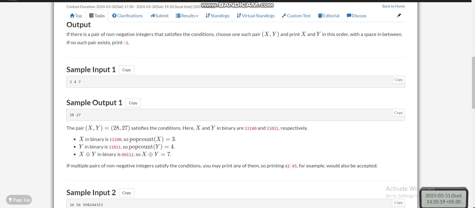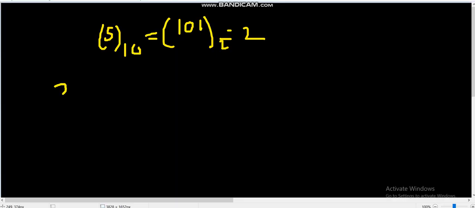So let's take the first example only. A is 3, B is 4, and C is 7. So 3, 4, and 7. First, let's represent our 7, the value of C, in bitwise format. So it will be 1, 1, and 1.